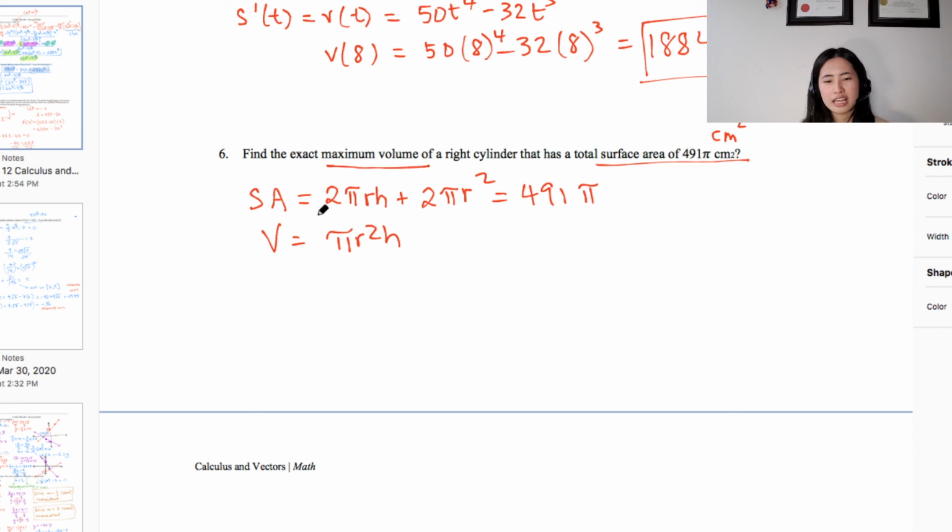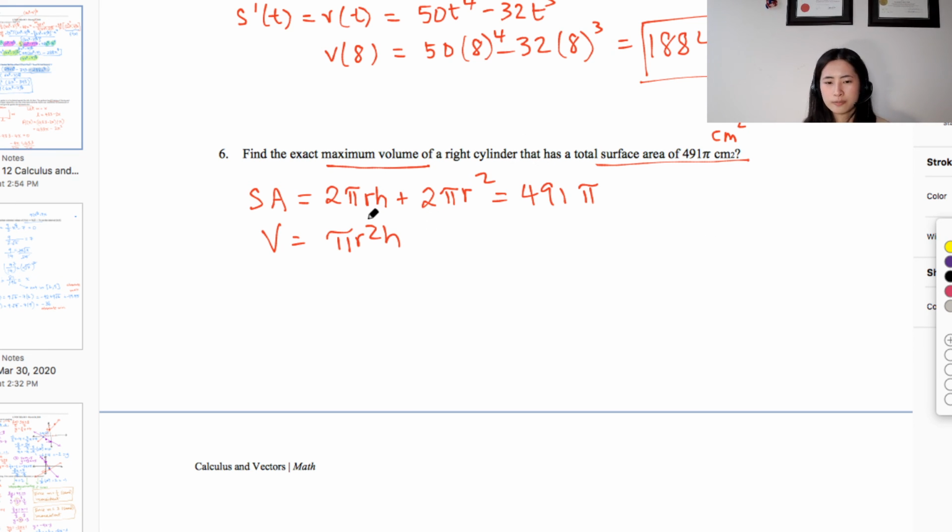But the problem here is you have 2 variables. Excluding pi, r is one variable and h is another variable. So it's not the same variable, which means you need to find a way for r and h to be expressed as the same variable. So what I did was I took the surface area, isolated h, and expressed h in terms of r. So here's what I did.